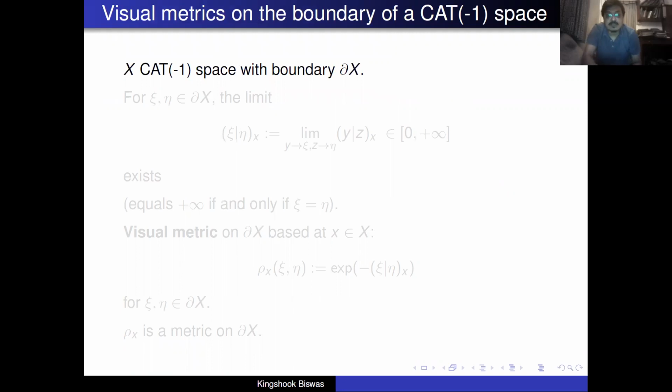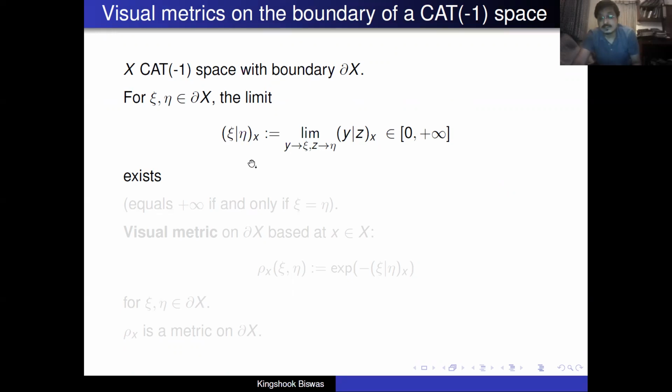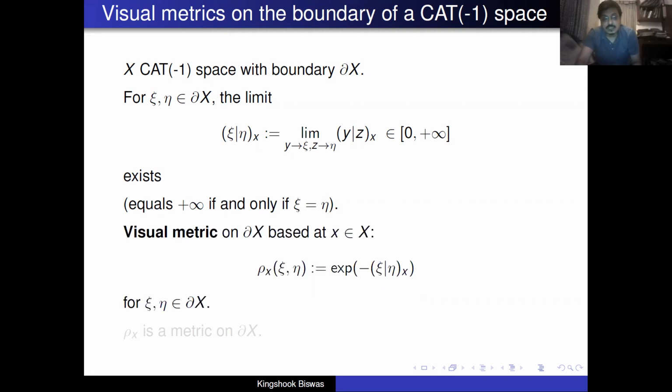So now suppose X is a CAT(-1) space with boundary del X. Then it's a fact that for any 2 points in the boundary, xi and eta, the limit of Gromov inner products of y, z with respect to x, as y converges to xi and z converges to eta, exists. This is defined to be the Gromov inner product of xi, eta with respect to x, and it is equal to plus infinity if and only if xi is equal to eta. This leads us to the definition of what's called the visual metric on the boundary based at a point little x in X. So rho x of xi, eta is defined to be e to the minus the Gromov inner product of xi, eta with respect to x.